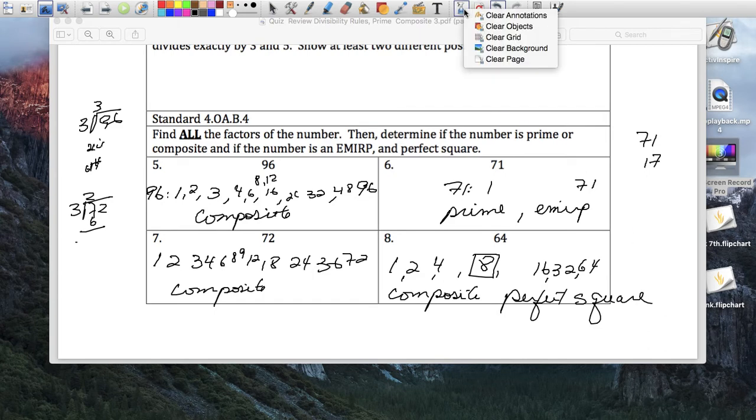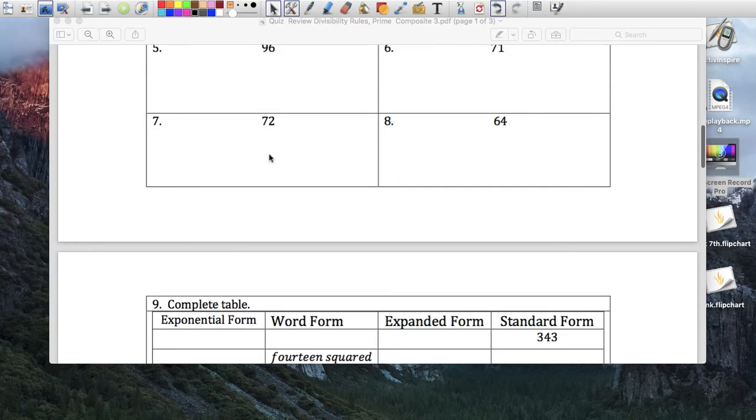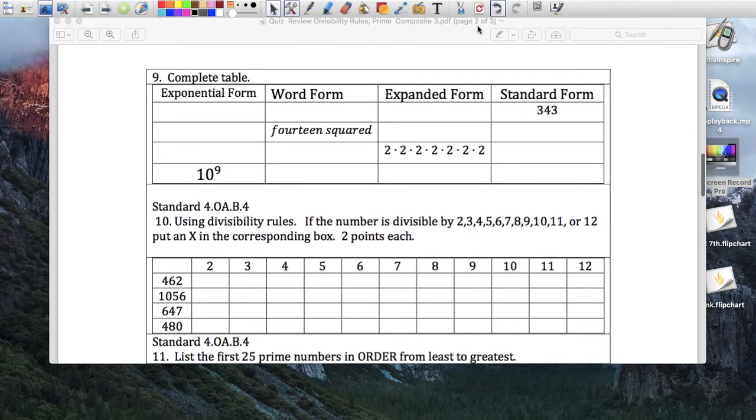Okie dokie. Let's move on. Second page. So this one is okay. Let's see. All right, we did this in class, so let's do the easy one.